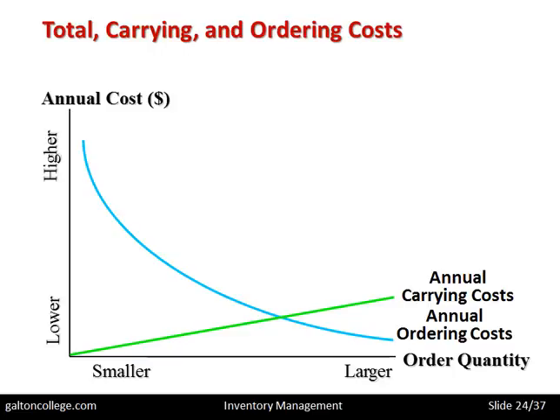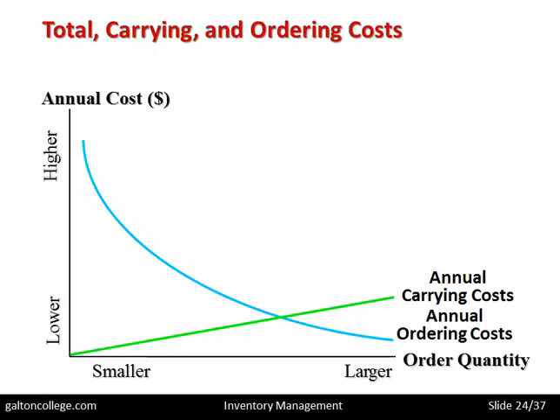The carrying costs, well, the more the stores has, the bigger the cost. The more maintenance it requires, the more checking it requires, the more staff it requires, the more space it requires. So the annual carrying costs will tend to be upward sloping, that green line sloping upwards.